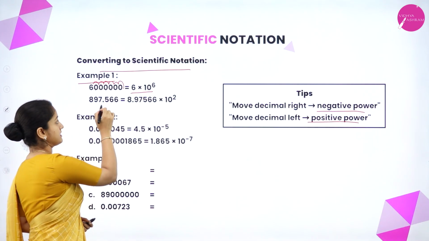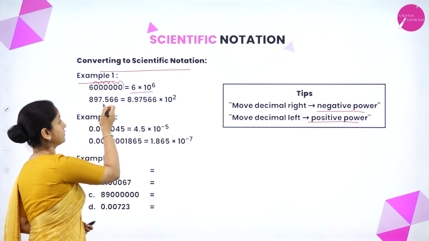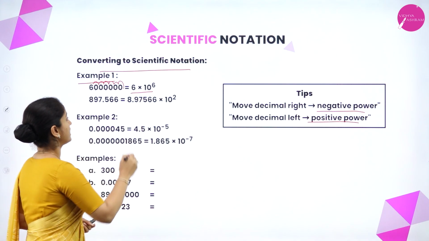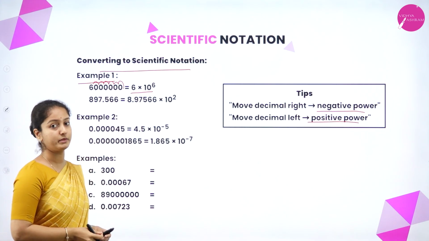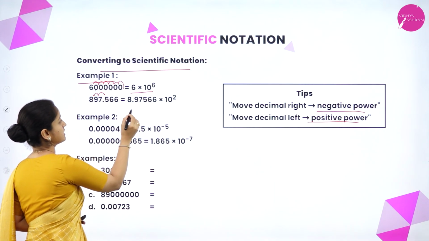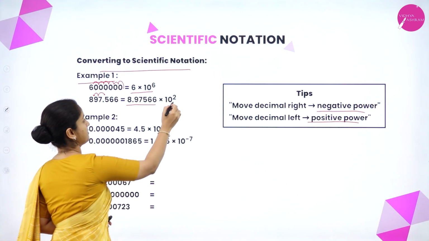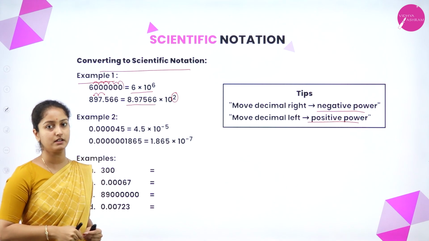897.566. See the decimal. Here after the decimal there are 3 digits and before the decimal, the whole number has 3 digits. Okay. Now you have to shift the decimal to the left side. Now how many times to shift the decimal? 1, 2. So it is 8.97566 into 10 power 2. So we have moved 2 times here. So it is 10 power 2.